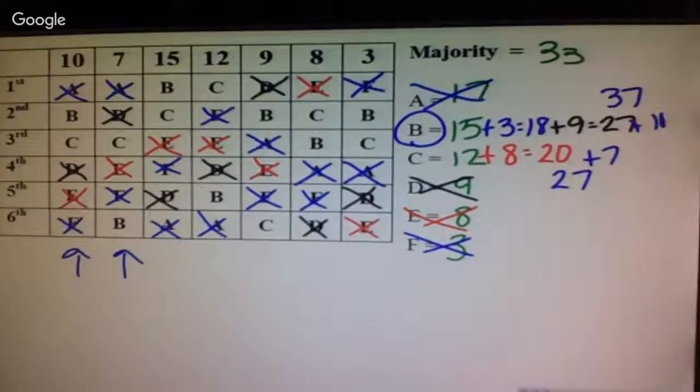I almost messed up because I accidentally took off the C. You accidentally took off a C. Questions or problems?